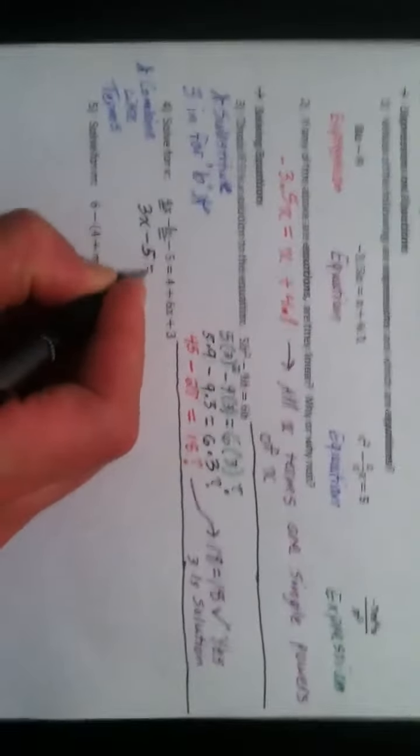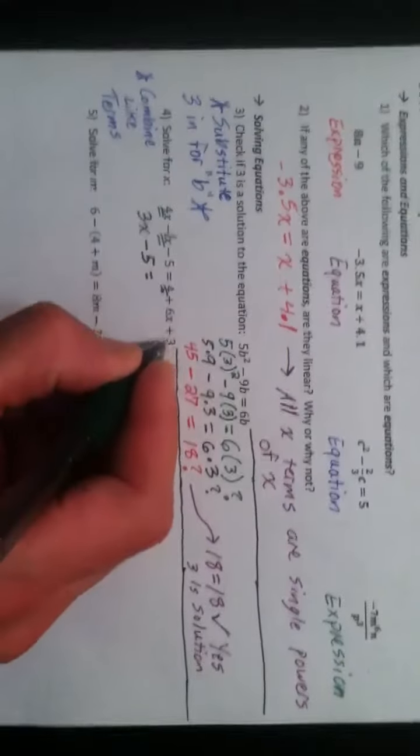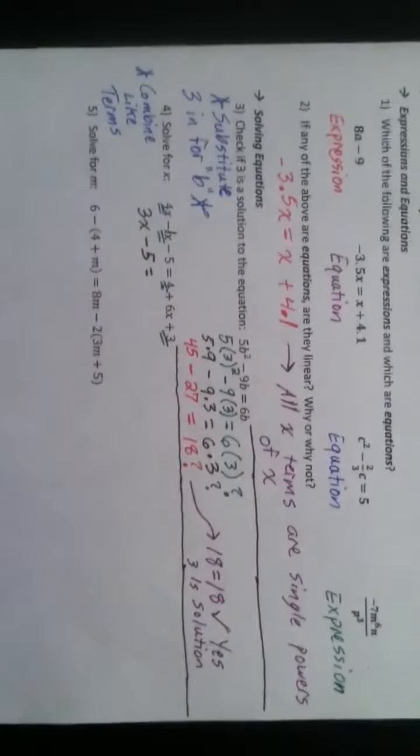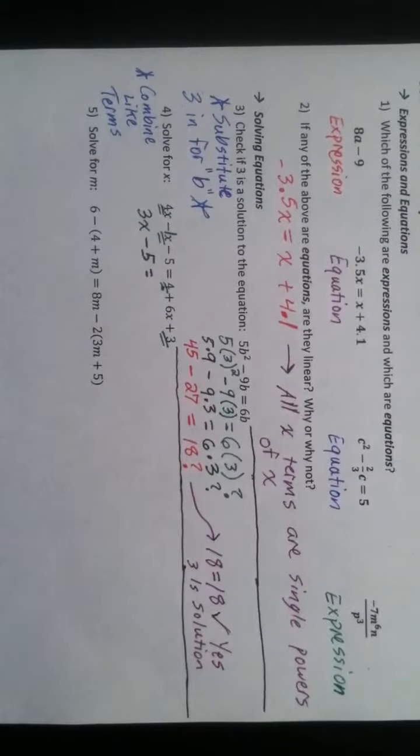On the right-hand side, we only have one x term, but we do have two constant terms, the 4 and the 3. So we can add those together, giving us 7. So on the right-hand side, we're going to have 6x, just bring the 6x down, plus the 7.